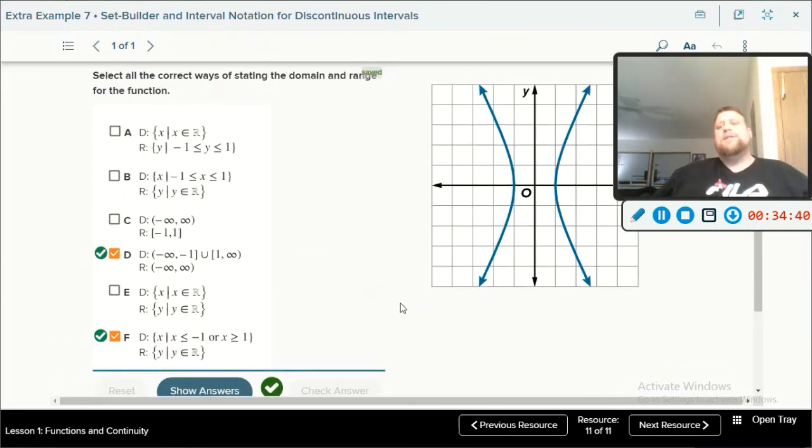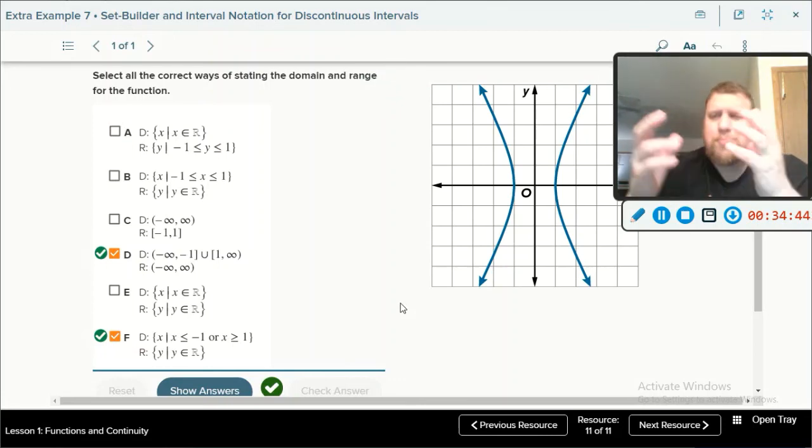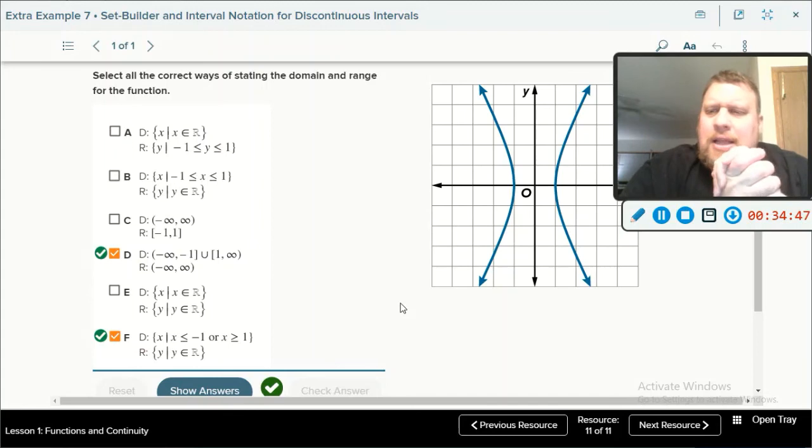Awesome. Guys, this isn't hard, but it's difficult to get your brain around it. So just keep practicing. Let me know if you have questions.